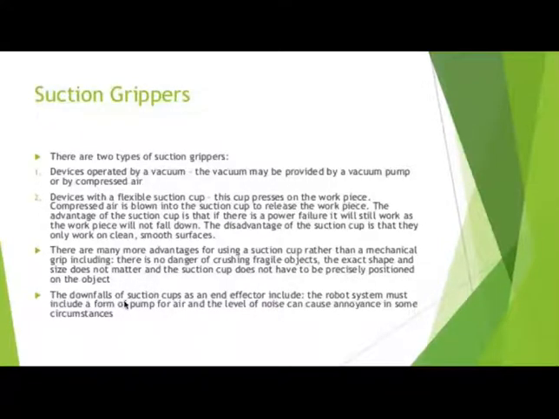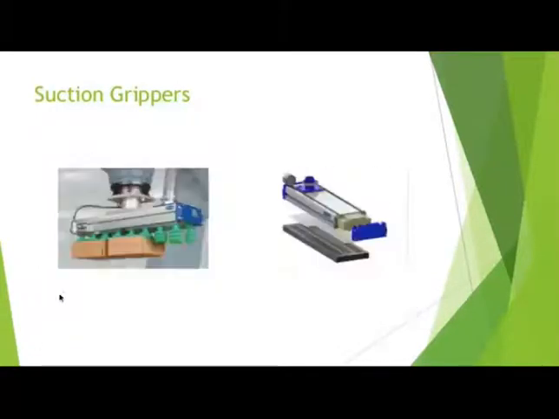The downfall of suction cups as an end effector is that the robot system must include a form of pump for air, and the level of noise can cause annoyance in some circumstances, right? This is what a suction gripper is.